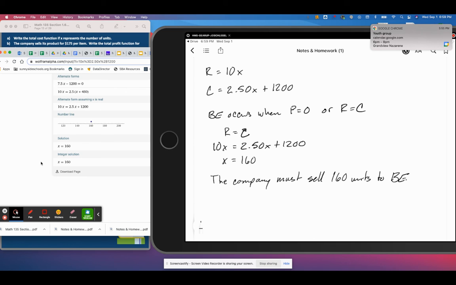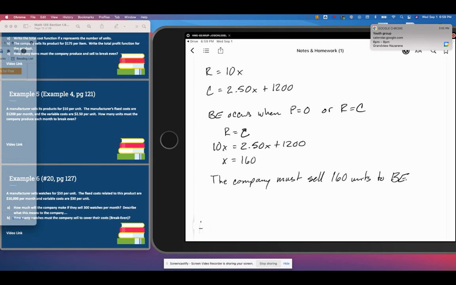And if we were to derive a profit function from this and do profit equals revenue minus cost, and then set profit equal to 0, we would get 160 from doing that as well, just like we have in a couple problems before this where we did both means of getting the solution. With that, that's it for number 5.